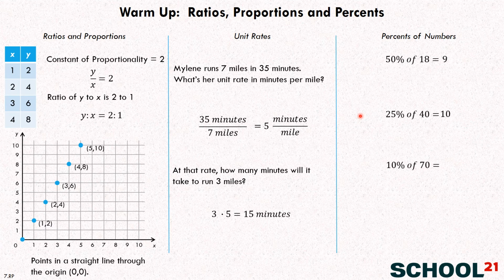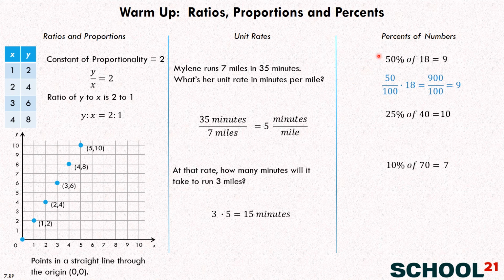And how about this one? 10% of 70. What would that be? 7. And how did you do that? What did you do in your head? Well, 10% is 1/10, so 70 divided by 10 is 7. Very good. Okay, so you have these percentages, 50%, 25%, and 10% kind of memorized. But you can also use these percentages in this way.